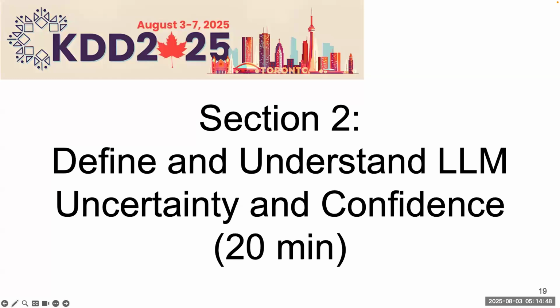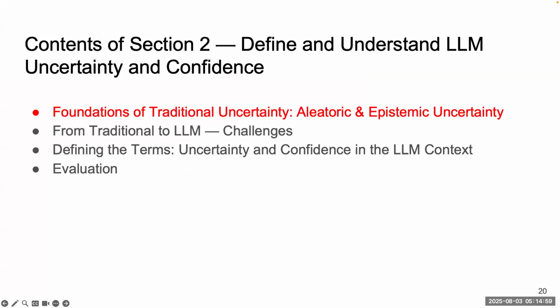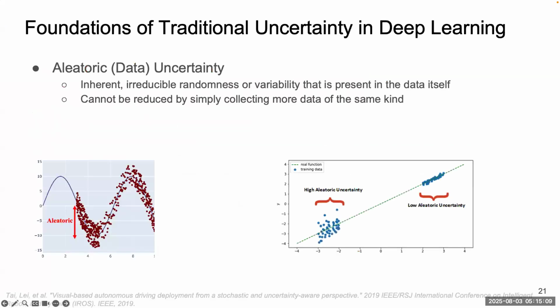Yeah. All right, so I think that's it for section 1, and then in section 2, we will finally define the terms, what we are talking about when we're talking about the uncertainty and the confidence, right? So first, let's talk about the traditional way of people thinking about uncertainty. They will always think about the aleatoric and epistemic uncertainty. So if you're not familiar with uncertainty, this will be a very quick introduction on how people view uncertainty in deep learning or in traditional machine learning.